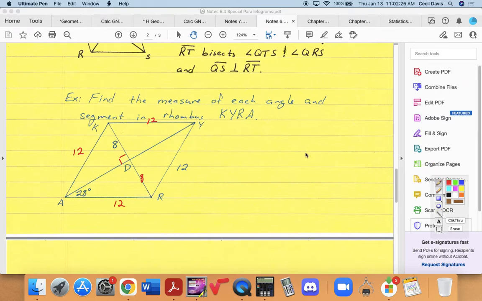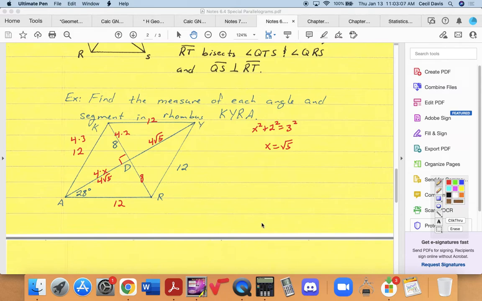Wouldn't the 8 one be the exact same? I'm going to write them differently. This is 4 times 3 and 4 times 2. So this is going to be 4 times x. So I'll have x squared plus 2 squared is equal to 3 squared. So x is the square root of 5. So AD is 4 square roots of 5 and DY is also 4 square roots of 5. We've got all the segments now.